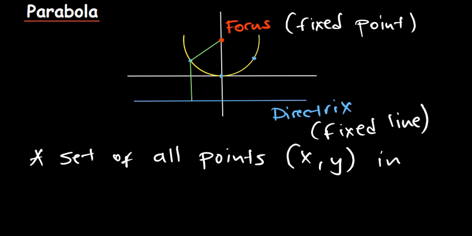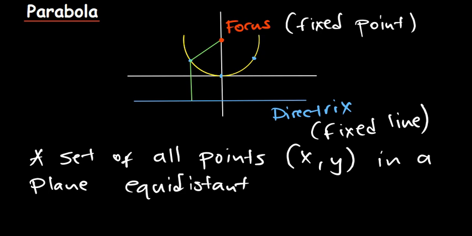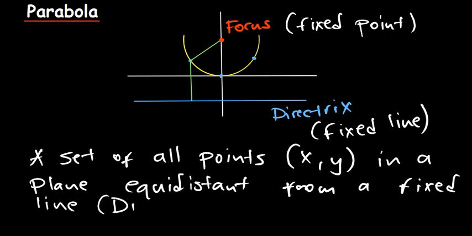So it's a set of all points in a plane, and these points are equidistant, implying equal distance, from a fixed line. You can start with a point if you want. Of course, I'll put in the brackets this line. We say this what? Directrix.